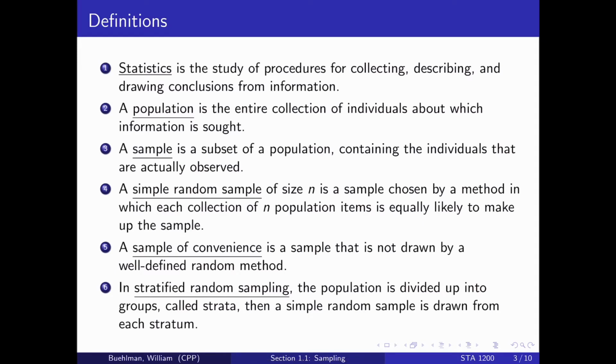So first, statistics is the study of procedures for collecting, describing, and drawing conclusions from information. Next, we have a population, which is the entire collection of individuals about which information is sought. So the population is everybody that we're trying to take information about. Next, we have a sample. A sample is a subset of the population containing the individuals that are actually observed.